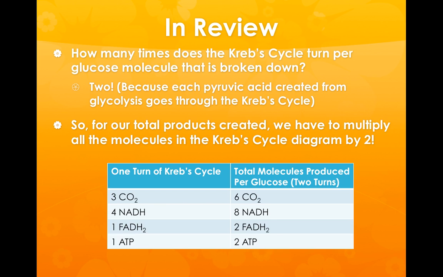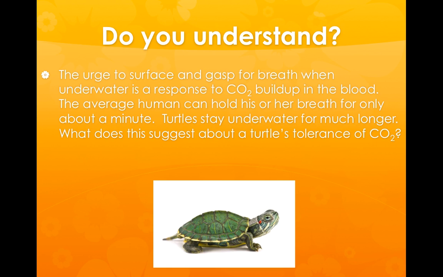And you probably remember from the picture I showed you at the beginning of the overview of cellular respiration, and also from the overview slide, that in total the Krebs cycle produces 2 ATP. And that is because, again, the Krebs cycle must turn twice because each pyruvic acid coming from glycolysis will go through the process of the Krebs cycle.